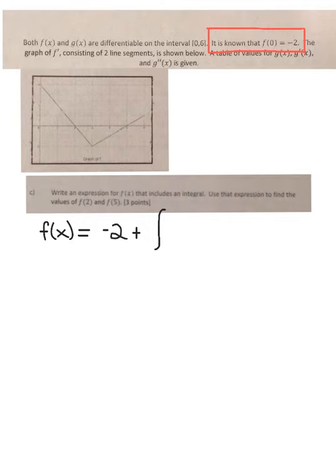So then I'm going to have a 0 here. And I don't know how far up I'm going, so I'm just going to keep it vague and write x. And then if I take the integral of f prime, then that would give me the area under the curve.